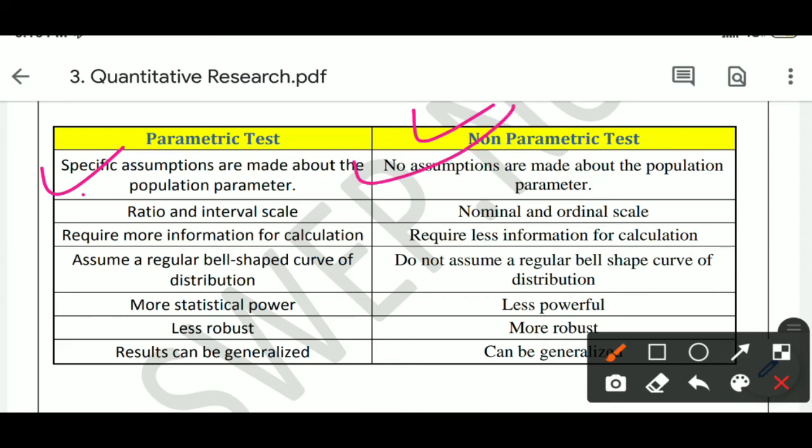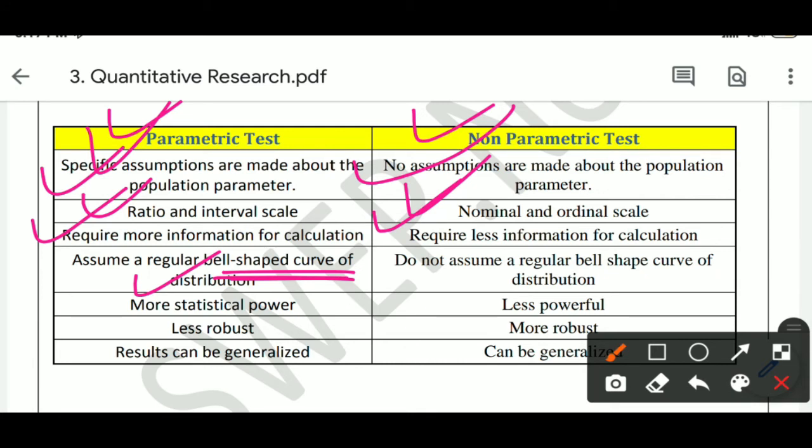And here you use the ratio or interval scale, whereas in the non-parametric test you use nominal and ordinal scales. And the parametric test requires more information for the calculation. As I have already told, the parametric test requires a large population, so you can use it. But the non-parametric test requires less information for the calculation. In the parametric test, the population should be homogeneous, or should be a bell shape curve. So you can use the parametric test.